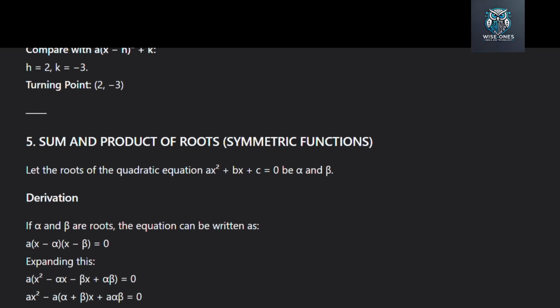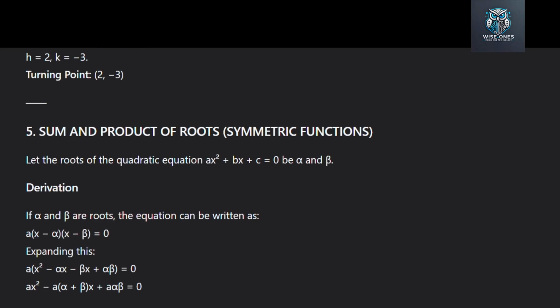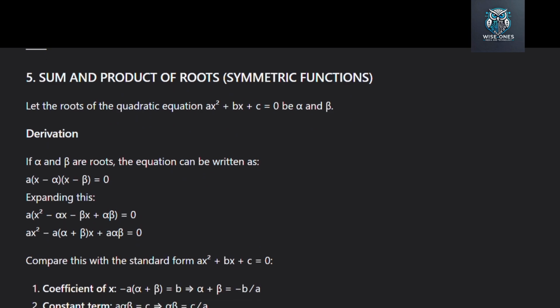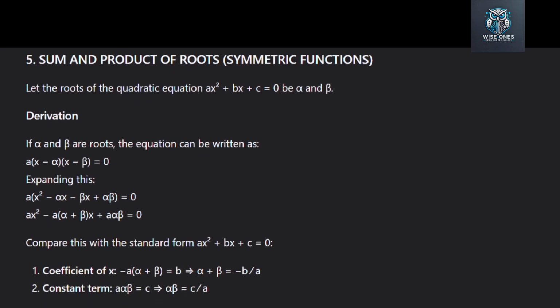Negative 3 close bracket. Both methods give the same answer. Method A is faster, but method B shows you the structure. Now, let us move to section 5, sum and product of roots. This is also called symmetric functions.